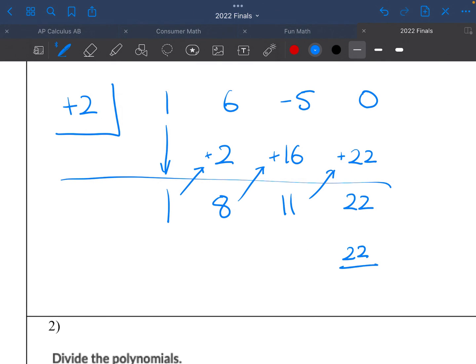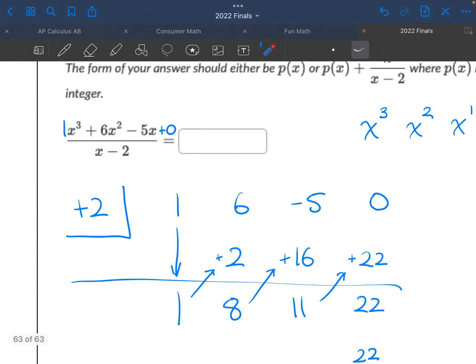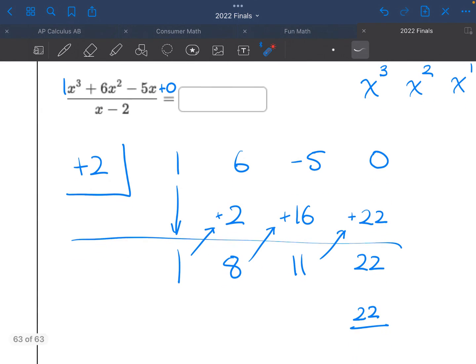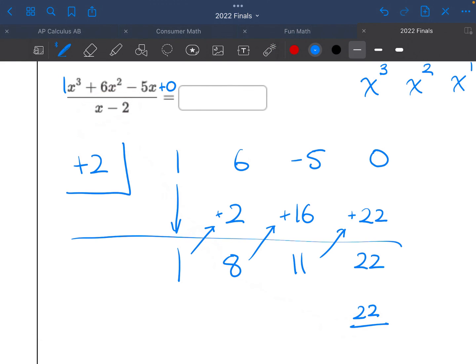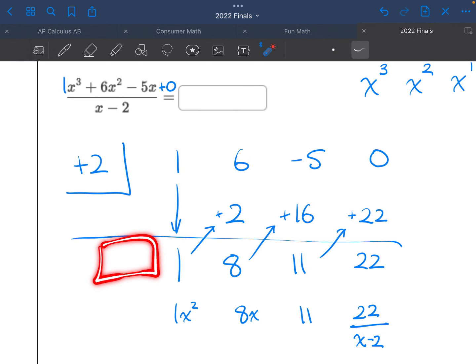So it's going to be 22 divided by whatever number I was originally divided by, in this case, x minus 2. So this x minus 2 is going to come down here, and I'm going to write this as x minus 2. This number is going to be the constant without any x's. This is going to be the 8x term. This is going to be the 1x squared term. If I had a number right here, then that number would have been the x cubed term, but I don't have that, so I can just end right here.